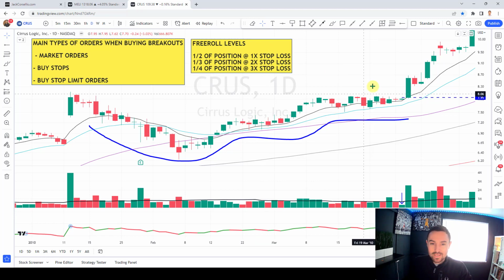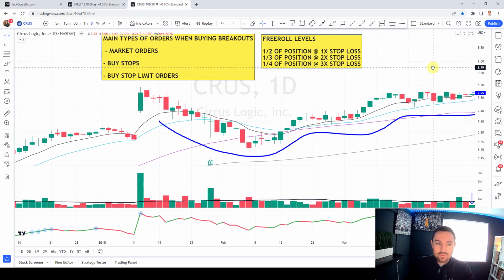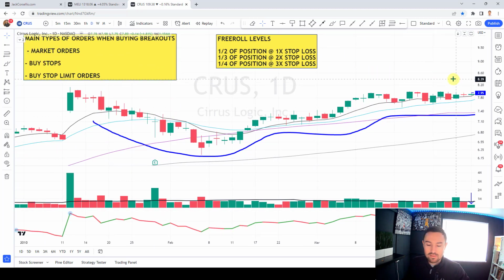So then when you're looking at this, again, I'm actually just going to move this chart back like that. So let's do it as though we are looking at it like this, and hopefully that kind of makes sense. So there are 3 types of orders mainly people use when buying breakouts.